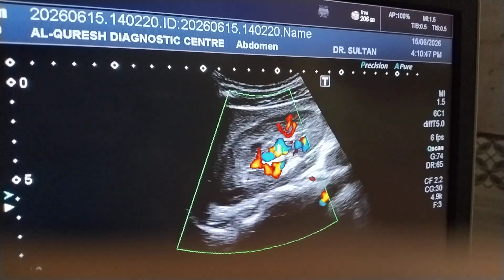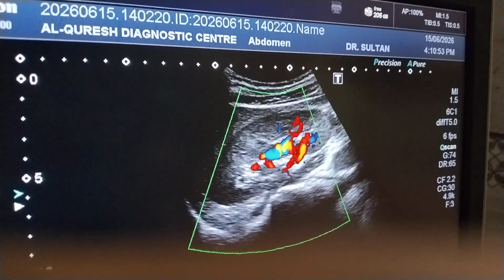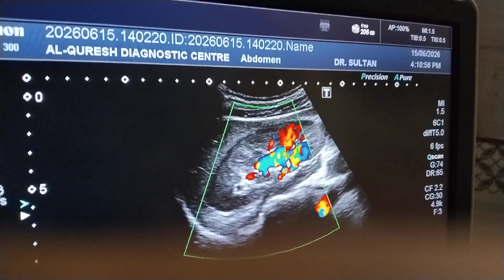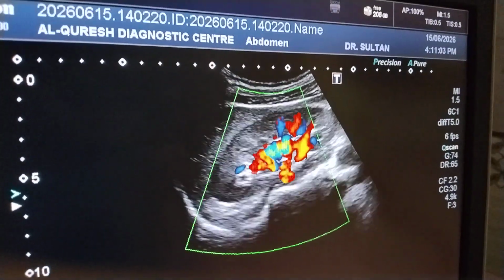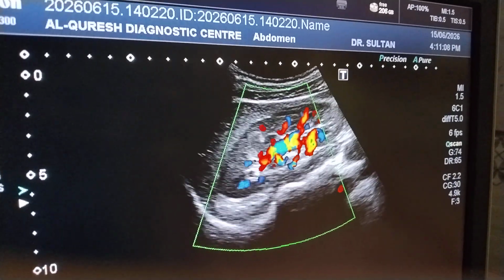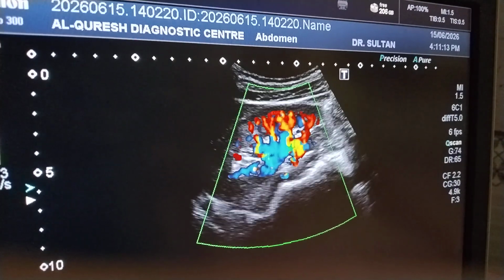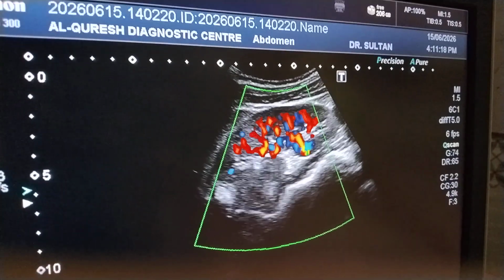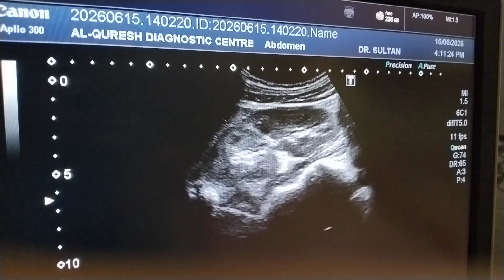Whenever we go for the Doppler study, we should see the blood flow and the peak systolic and diastolic velocities, and then the pulsatility index and resistive index, so these are the Doppler study. I don't want to go into that detail. Here we can appreciate the very good flow that is distributed uniformly to the whole bulk of the kidney.